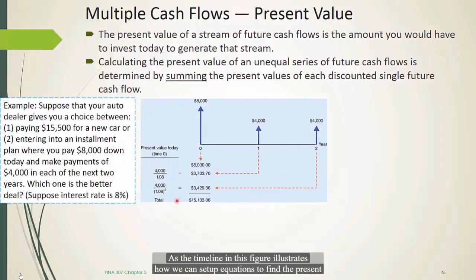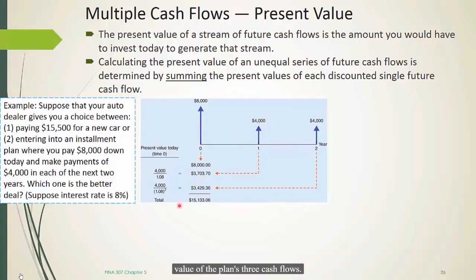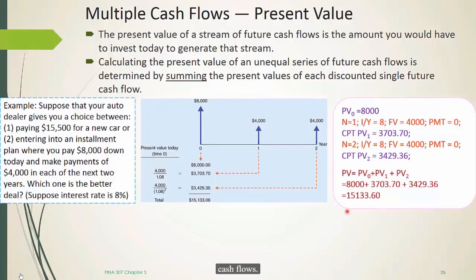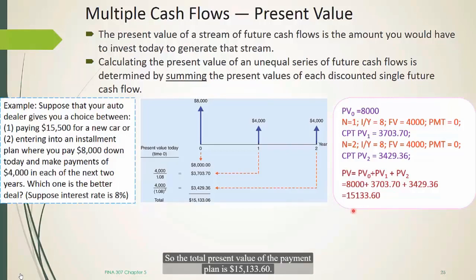As the timeline in this figure illustrates, we can set up the equation to find the present value of the plan's 3 cash flows. Here are the inputs for using your calculator to find the present values of individual future cash flows. The last step is adding the present values together. So the total present value of the installment plan is $15,133.60. When we are shopping for a car, of course, we prefer the cheaper one, so the payment plan is a better option.